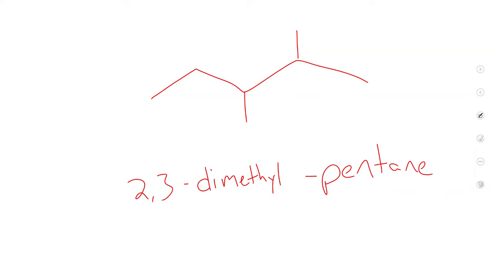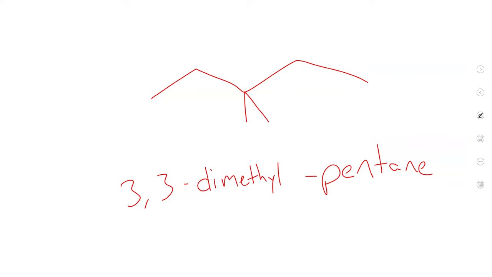The other thing that people will do is, if it looked like this, you can have 2 methyls on the same carbon, right? They'll just write 3. That's not the right way. You have to specify where both methyls are. So it's 3,3-dimethyl. Anytime you see dimethyl, there have to be 2 numbers.